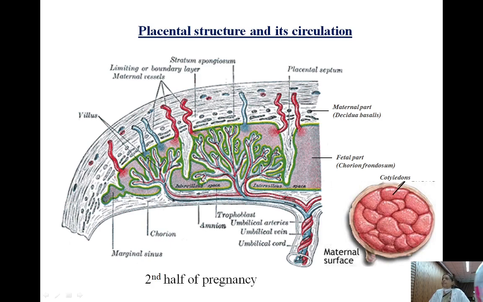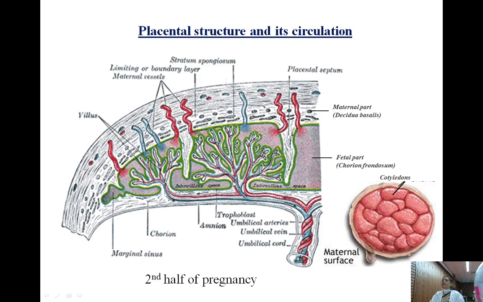So maternal blood is present in the intervillous space. The decidual septa divide the placenta into lobules or cotyledons. Each cotyledon consists of one chorionic frondosum, and here you can see that the stem villi are present, and the floating villi are present. Inside there is the fetal artery and the fetal vein.